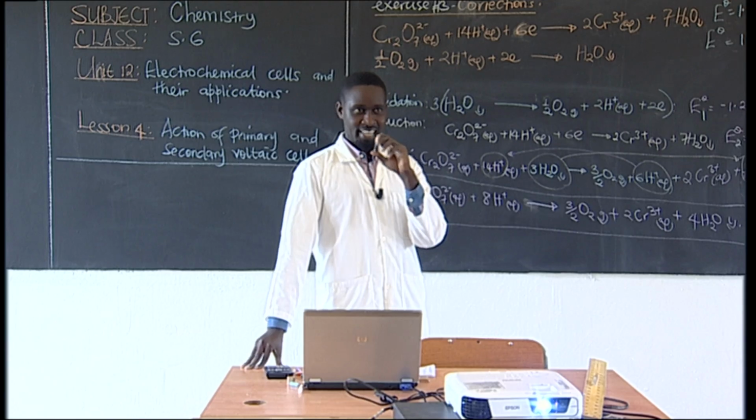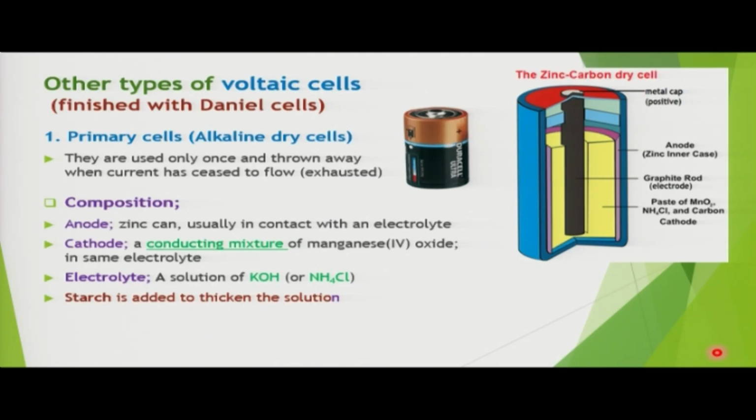Let's take a close look at the slide. If you cut this cell on one side, you should be able to see a zinc inner case, which is the anode. Then it has the graphite rod as electrode to allow the electrons to move, and the paste of ammonium chloride and the manganese oxide. This is the cathode. Of course, with the metal cap, which acts as the positive side. And if you look closely on it, there is a positive sign indicated. Even it is here.